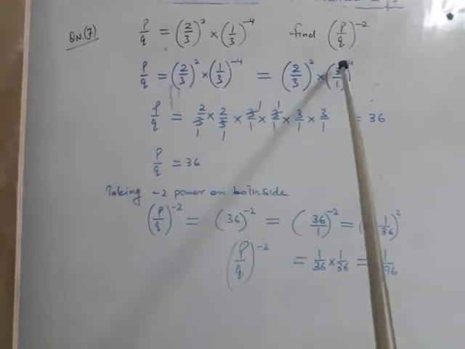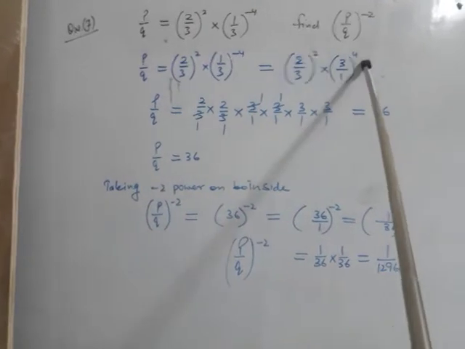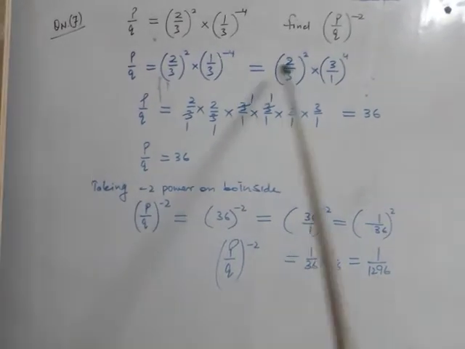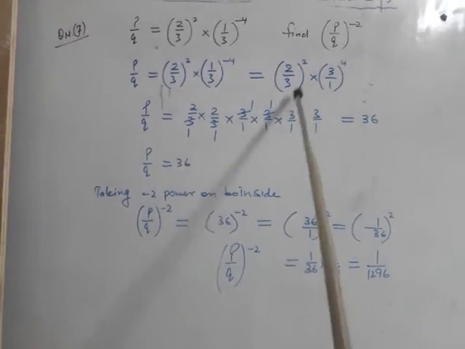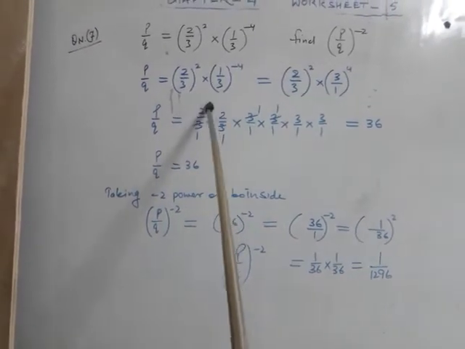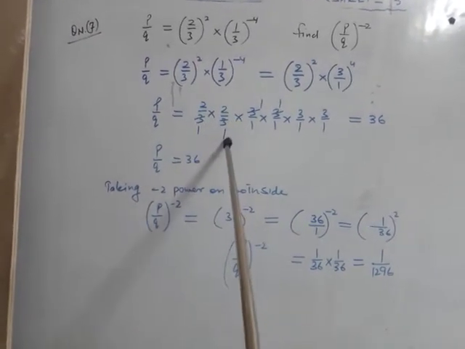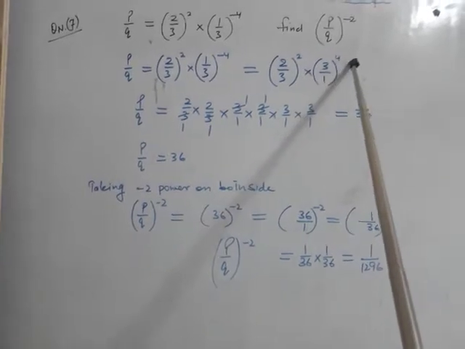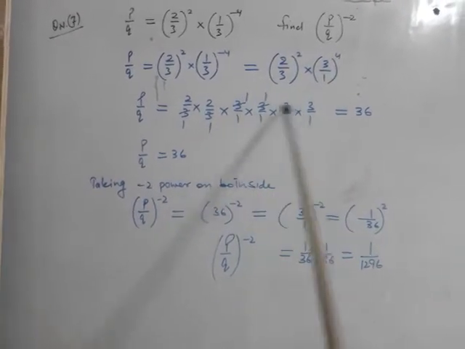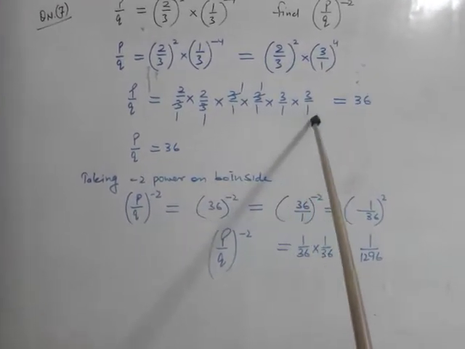So the reciprocal of 1 over 3 is 3 over 1, and minus power changes to plus power. Now you can write them in the open form. (2 over 3) to the power 2, I write as 2 over 3 into 2 over 3. (3 over 1) to the power 4 means 3 over 1 into 3 over 1 into 3 over 1 into 3 over 1.